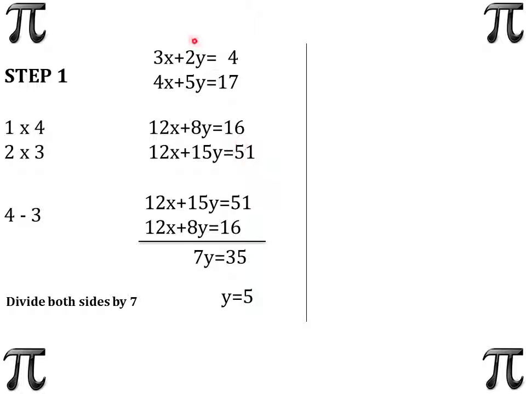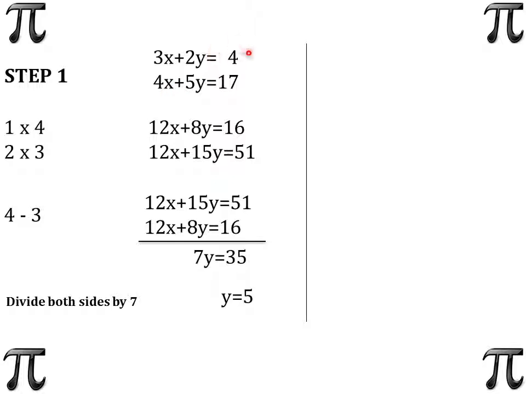So I've got an example question here: 3x plus 2y equals 4, then 4x plus 5y equals 17. Now, the first thing we want to do is either eliminate x or eliminate y. Obviously, they haven't got the same coefficient. In this example, I used x. So we've got 3x and 4x, and they haven't got the same coefficient, so we need to find the lowest common multiple of 3 and 4, which is 12.